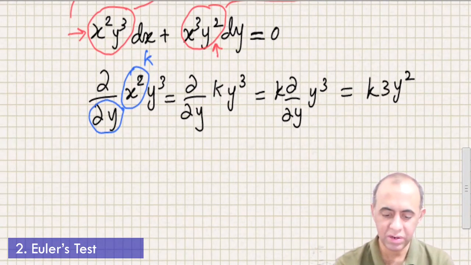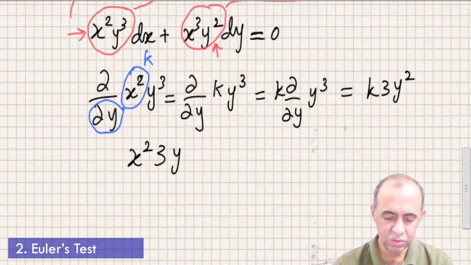This is a standard derivative. Now let's put in the value of k back, and we get x² times 3y². So we can write it down as 3x²y².